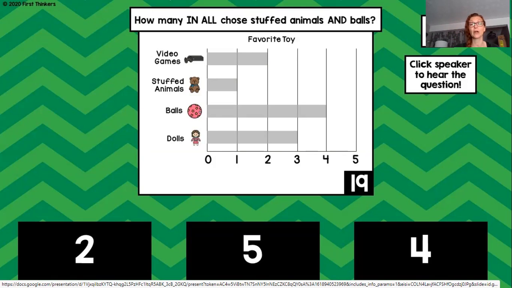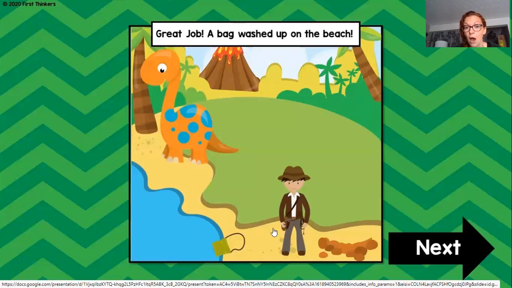You're right. We are going to use our plus sign. So we need to figure out stuffed animals and balls. So show me with your fingers. How many stuffed animals are there? One. Plus, right? Remember, we're adding. How many balls? Good job. 4. Can't forget my equals. So how many in all show stuffed animals and balls? You are right. Super smart math brains. Great job. A bag washed up on the beach.